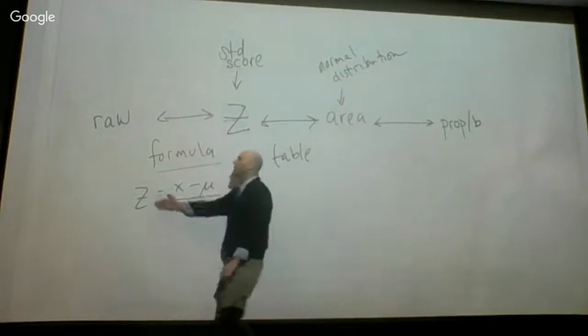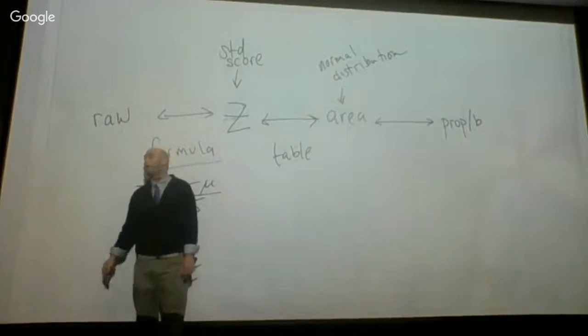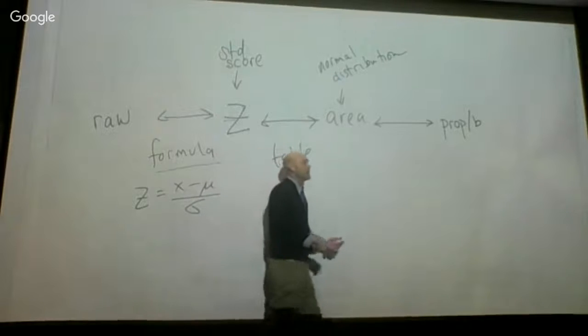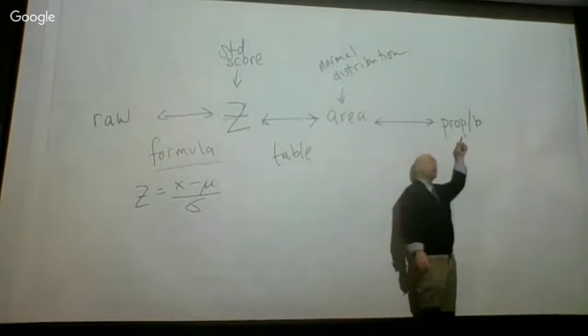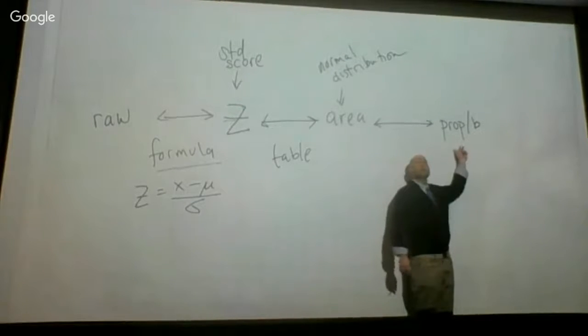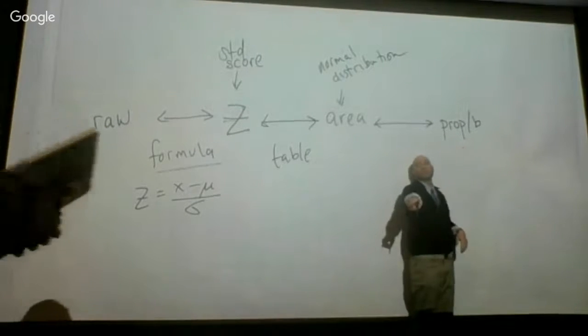So we're going to start from our raw score, whatever that raw score is. In some cases, we're given a raw score or scores. We have to get greater than, less than, or between those two, and we'll end up with a proportion. Somewhere between, we may be given a proportion.